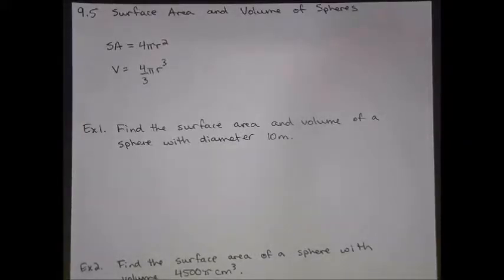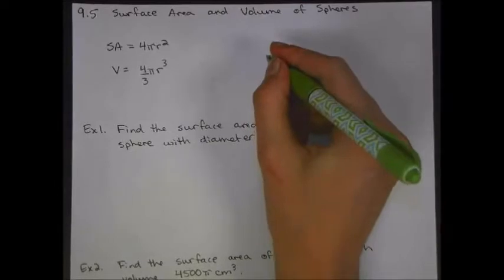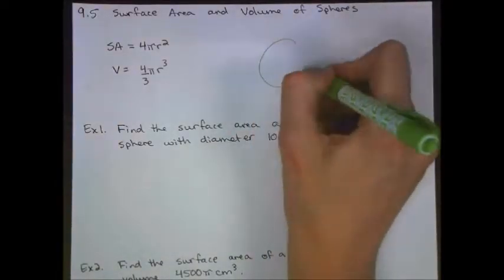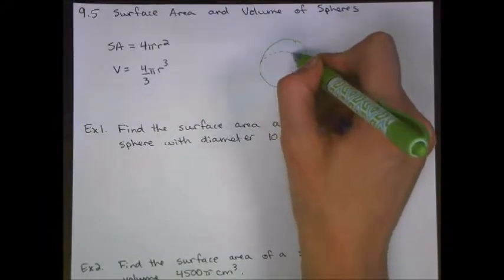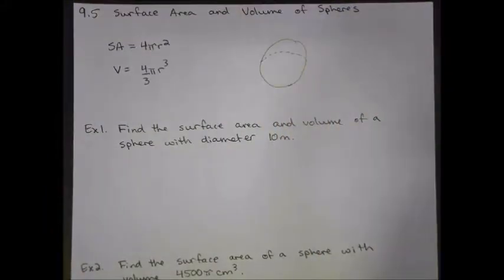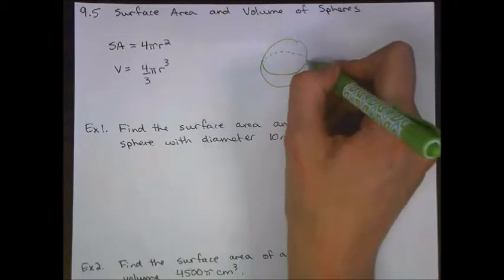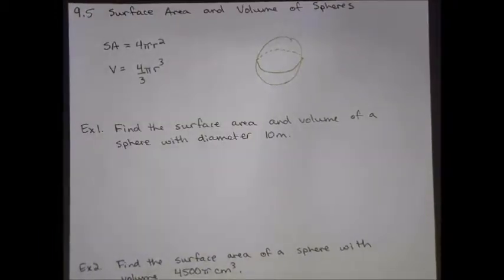The last section of Unit 9.5 is surface area and volume of spheres. So let's go ahead and think about what a sphere is. I'm going to draw a circle, and I draw kind of a dotted curve behind it, and a regular curve in front. That's how we draw a sphere.